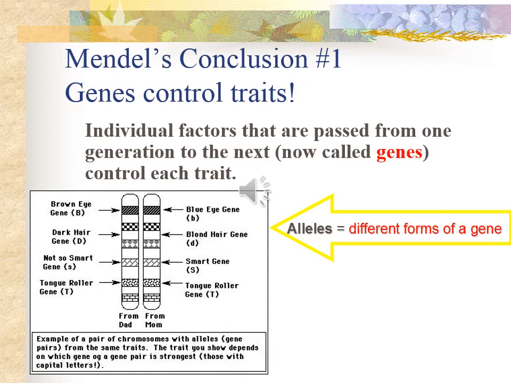Okay, so Mendel's conclusion number one, he concluded that genes control traits. What this means is that individual factors that are passed from one generation to the next control each trait. We now call those factors genes.